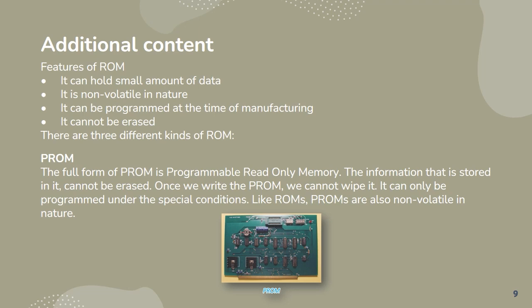Features of ROM. It can hold small amount of data. It is non-volatile in nature. It can be programmed at the time of manufacturing. It cannot be erased. There are three different kinds of ROM.